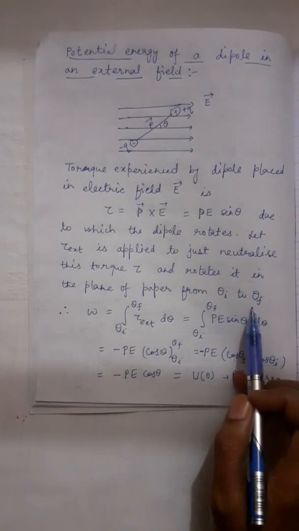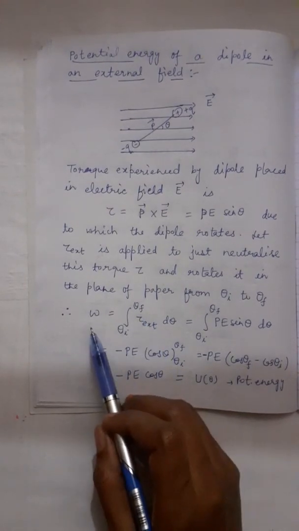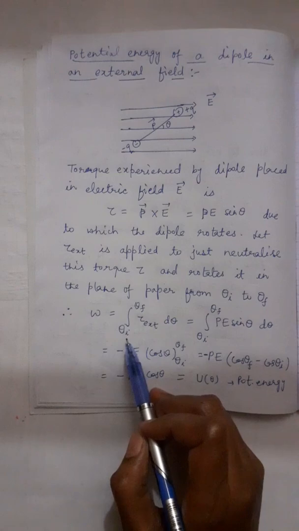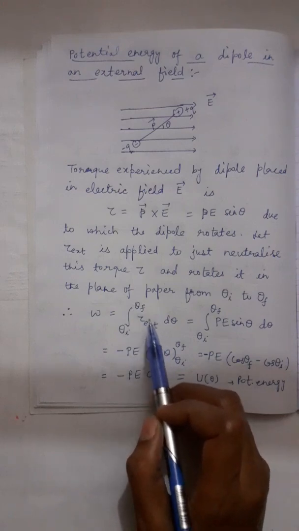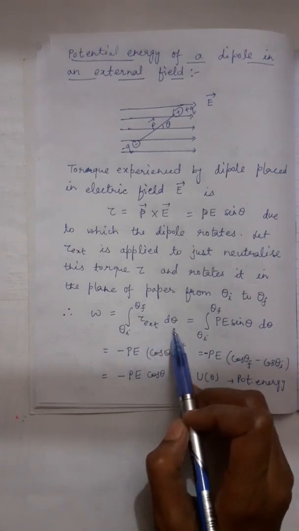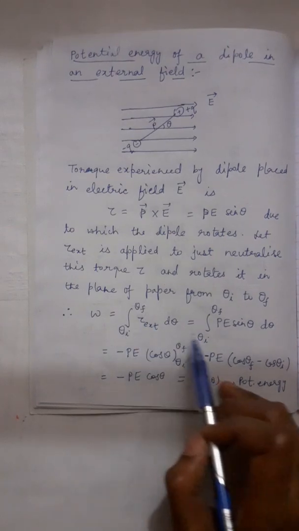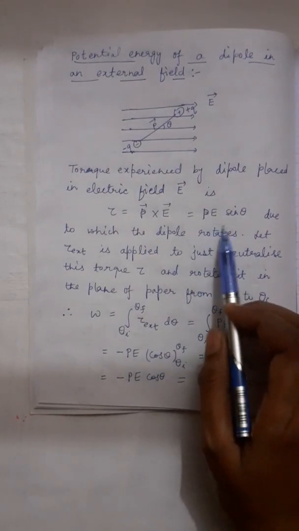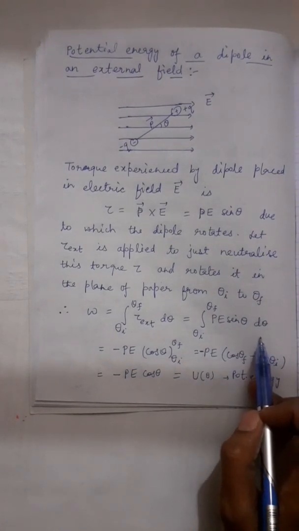So in this rotation there is work done by this external torque. So the value of work done will be equal to the integration from theta i to theta f of the external torque. So we are writing it like force, and d theta, suppose, is the displacement between the initial and final position. So we will put the value of tau external, which will be just equal to this torque, so PE sine theta d theta.